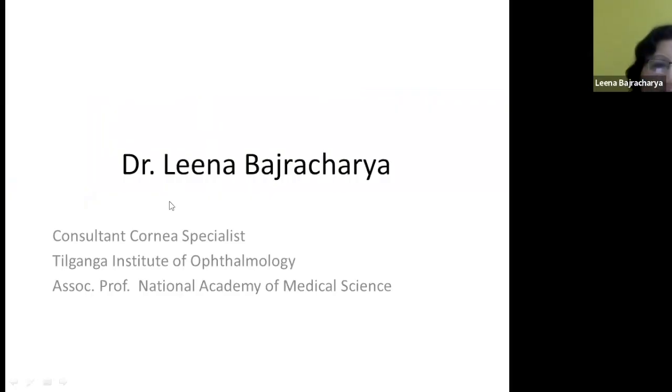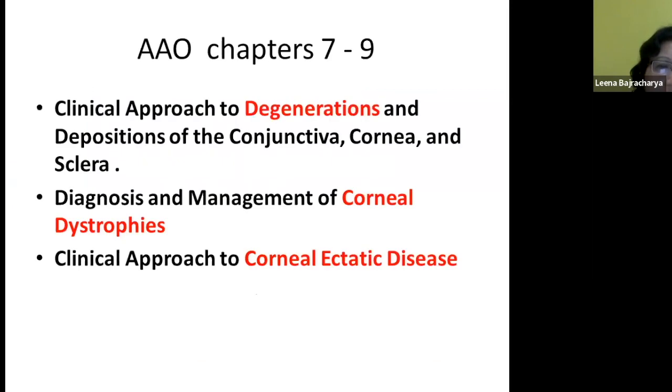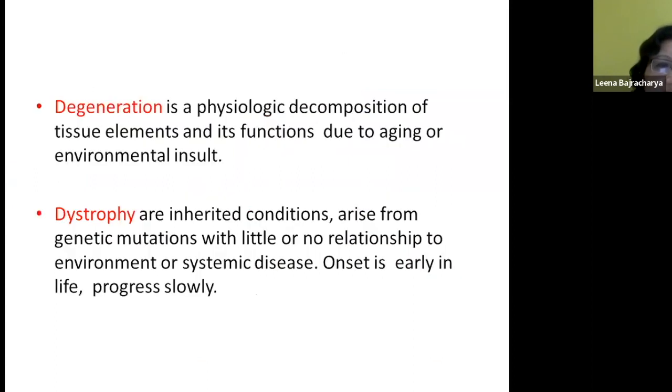I'm Dr. Leena Bajracharya. I'm a consultant cornea specialist at Tilganga Institute of Ophthalmology. So I'm going to talk about chapters 7 through 9 about degenerations, corneal dystrophies, and ectatic corneal diseases. Degeneration by definition is a physiological decomposition of tissue elements and function due to aging or environmental insult. Dystrophies are inherited conditions arising from genetic mutation without relationship to environment or systemic diseases. Onset is early in life and progresses slowly.